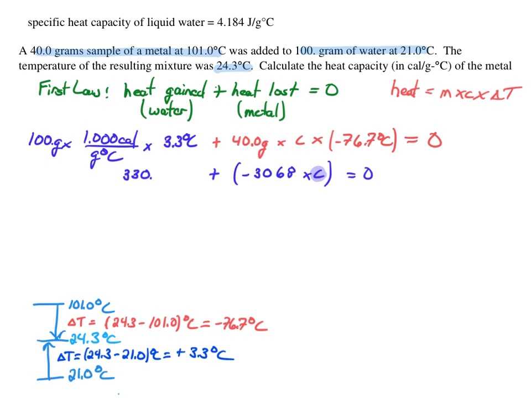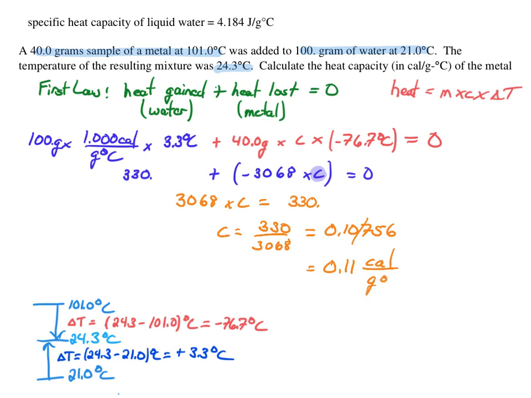The result is that we have 3068 times C is going to be equal to 330. We solve for C as 330 divided by 3068, and our calculator answer is 0.10756. We can use 2 sig figs to justify our answer, so our final answer is 0.11. We're working with calories, so this is calories per gram degree C.